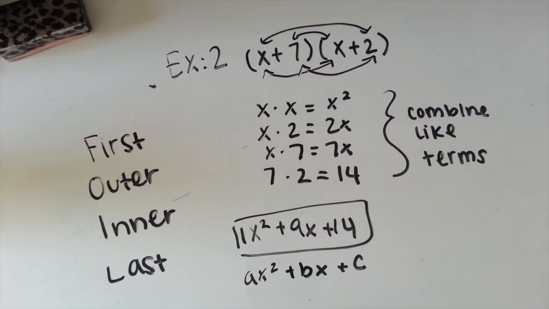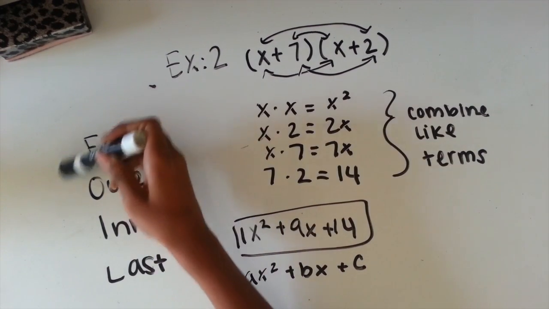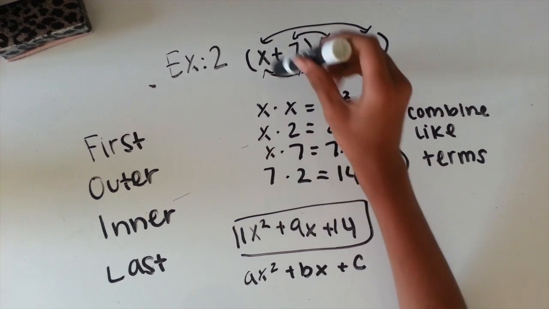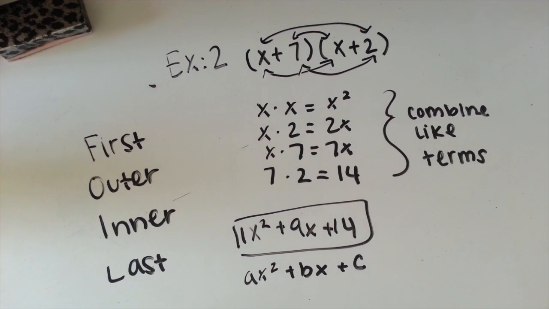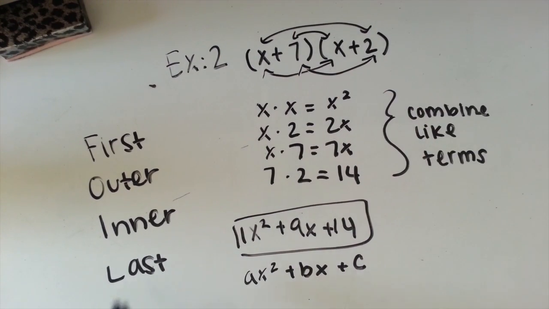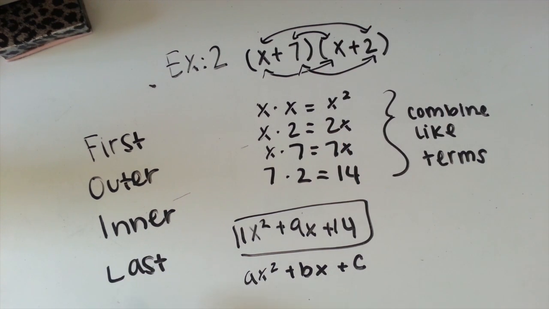In our second example, we will be moving from factored form into standard form. And the way we do that is by using FOIL: first, outer, inner, last. So first, we multiply the first terms, x times x. Then you multiply the outer terms, x times 2. Then you multiply the inner terms, 7 times x. Then you multiply the last terms, which is 7 times 2.